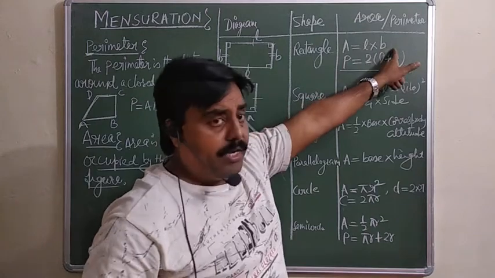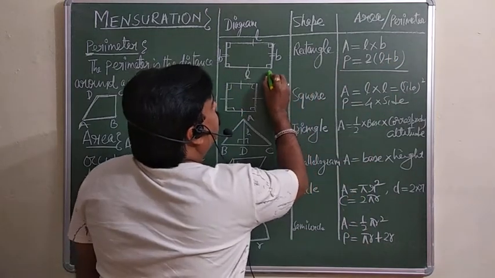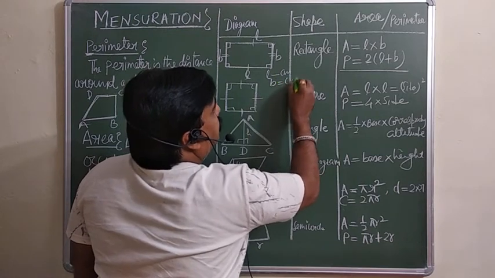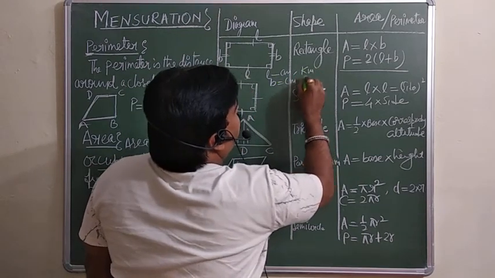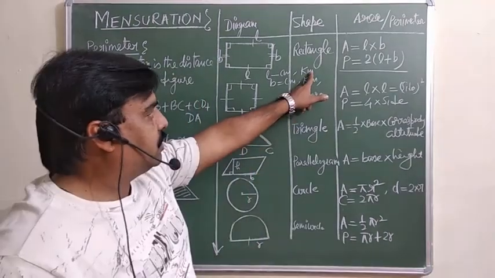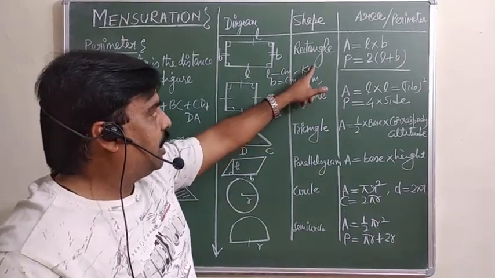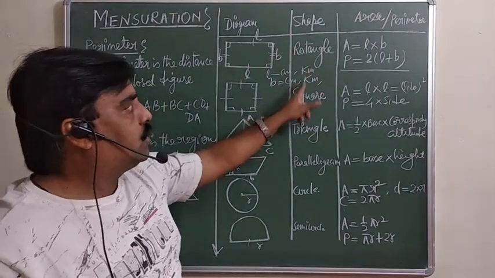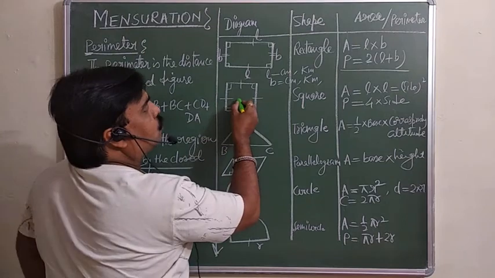Here the important point is that L and B should have the same unit. If L is given in centimeter, then B must also be in centimeter. If it is given in kilometer, then B should also be in kilometer. Unit should be the same. Suppose this is given in kilometer and this in centimeter, then you are supposed to change either kilometer into centimeter or centimeter into kilometer. Unit should be the same.